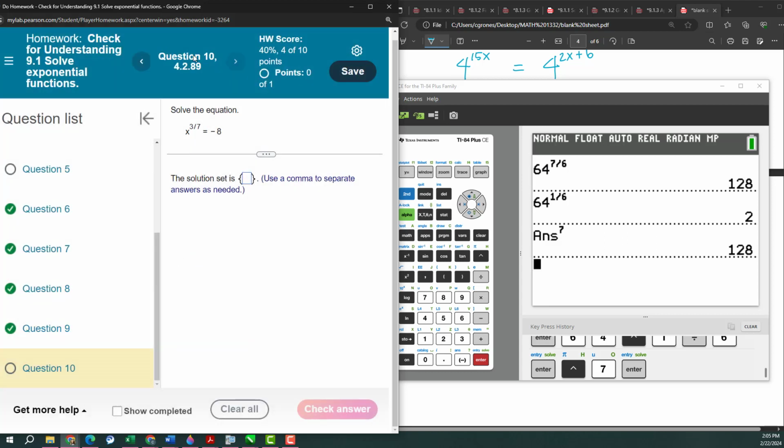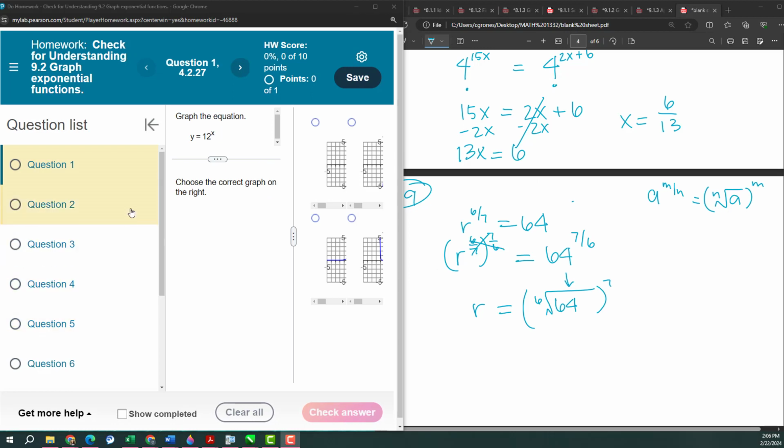Okay, and I'm not going to do number 10. Let's look at 9.2. For 9.2, I'm going to look at number 1. It says to graph the equation y equals 12 to the power of x. So you will have a test question like this.